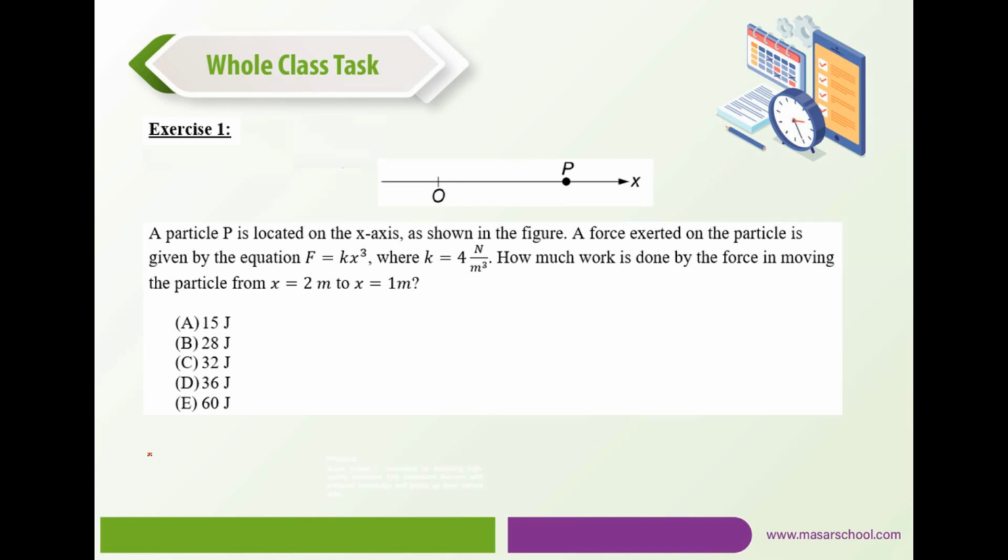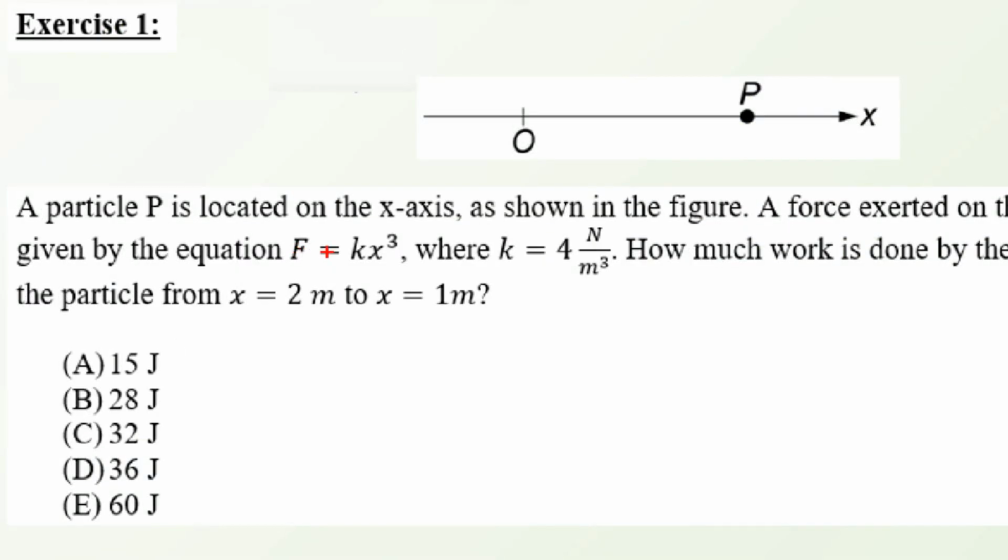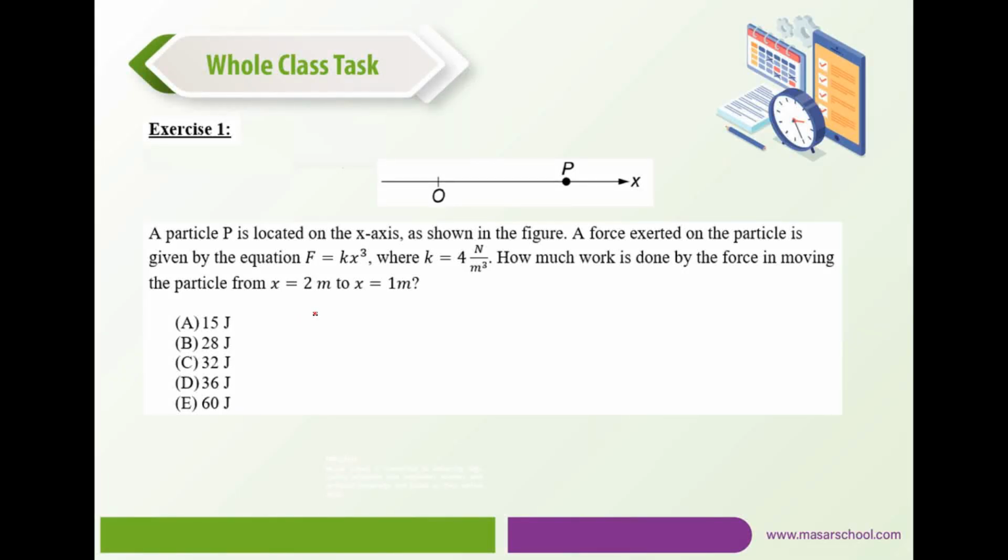Now exercise 1, a particle P is located on the x-axis as shown in the figure. A force exerted on the particle is given by the equation F = kx³. So as you can notice, F explicitly depends on the position. As we're doing the displacement, the magnitude of F changes, which means that if we're interested in determining the work, we should do it as an integral.